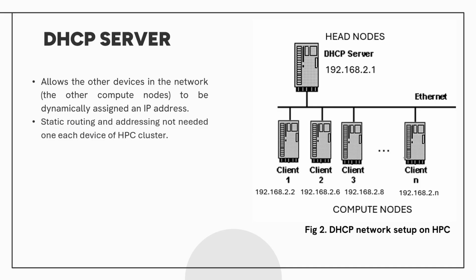Firstly, all computers in the HPC setup must be able to communicate with each other. Here, the dynamic host configuration protocol is used to allow the compute nodes in the network to be dynamically assigned an IP address. This removes the need to perform static routing and addressing on each device of the HPC.